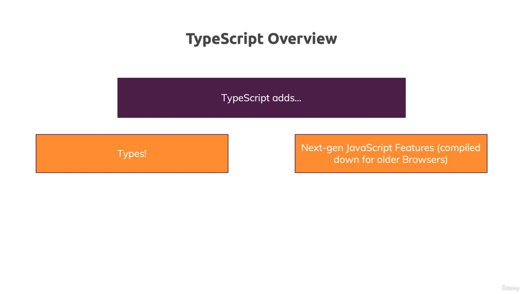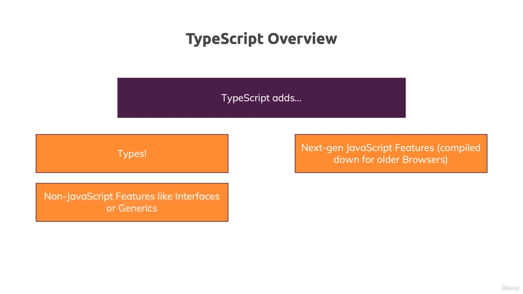TypeScript also adds certain features which only TypeScript understands, like interfaces and generics. These are features which can't be compiled to JavaScript, but they don't have to because they are features that help us during development, that give us clearer errors and help us avoid even more errors. So it even adds more features on that front besides the types we already learned about.